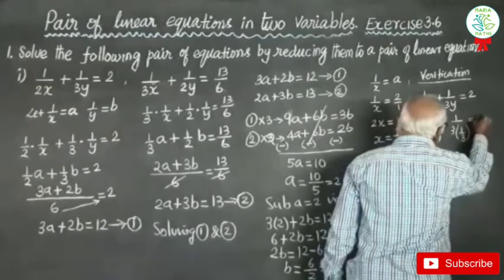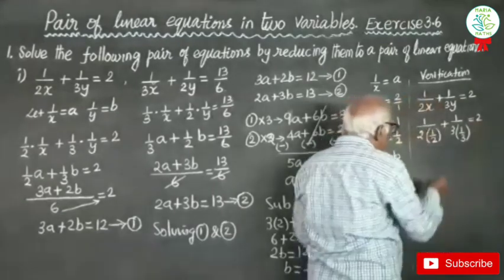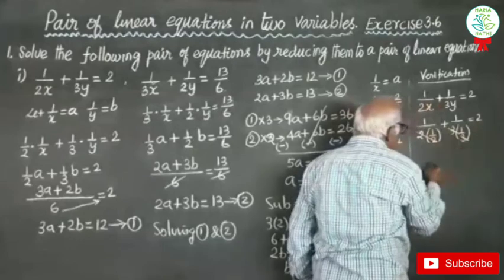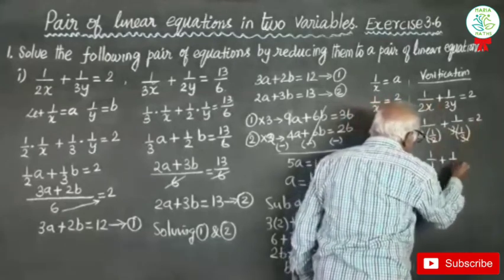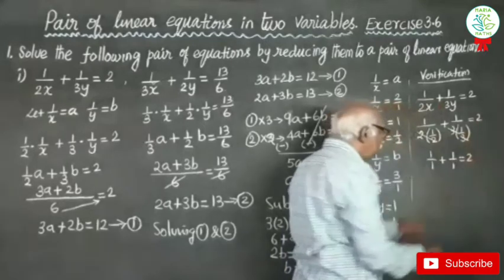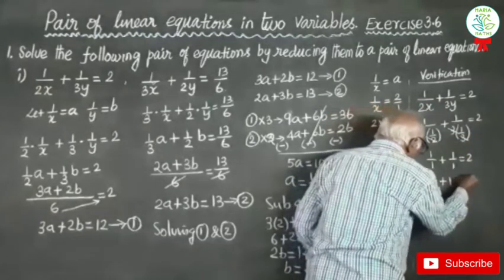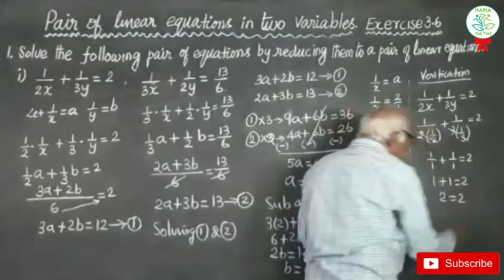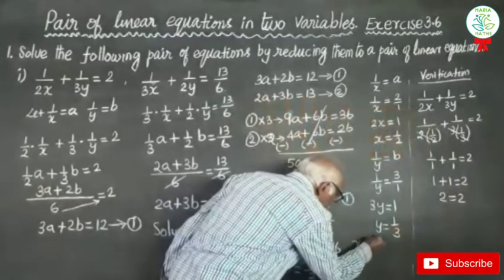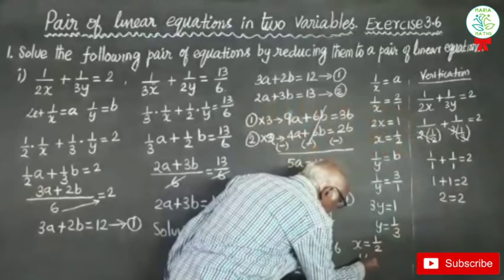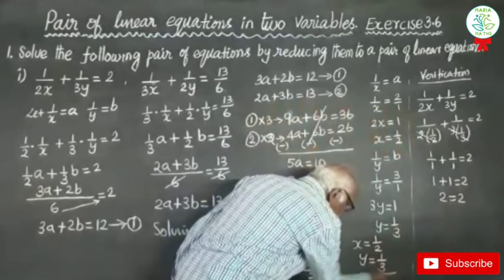Now what should come? The answer should be 2. Now this 2 and 2 can be cancelled, and 3 and 3 can be cancelled. So 1 by 1 plus 1 by 1, which is 1 plus 1, equal to 2. Therefore 2 equal to 2. So our answer is correct. Therefore the answer is x is equal to 1 by 2, y is equal to 1 by 3. The answer.